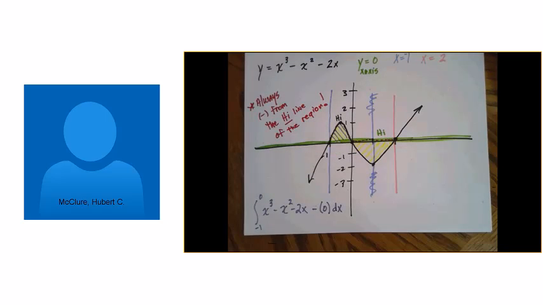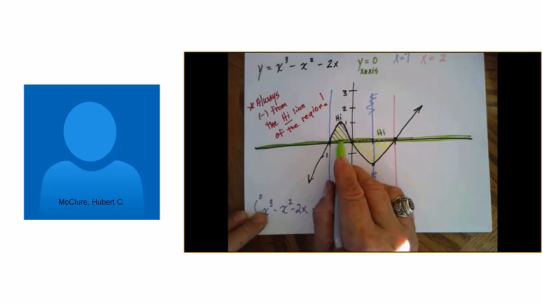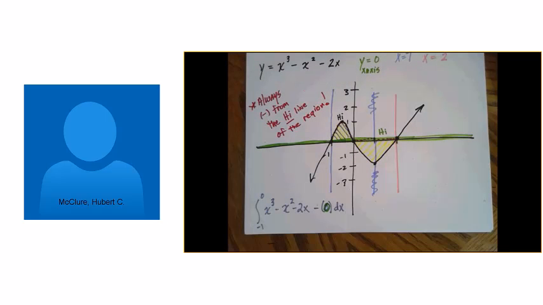Okay, so you see the minus 0, and I'll circle that in green because that is this right here. When you subtract 0 from something, it doesn't affect it.